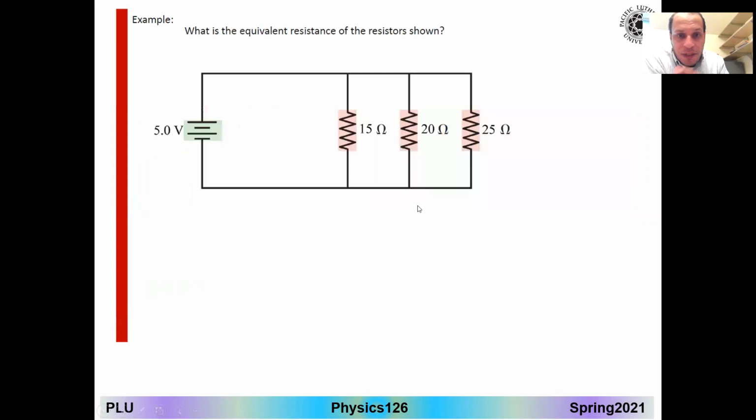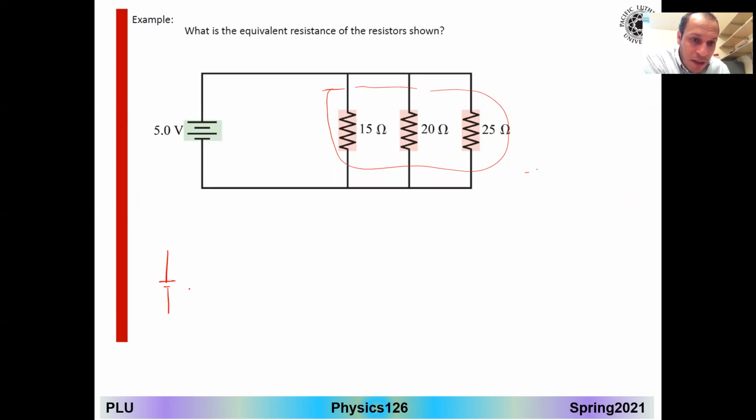Okay, so let's start with the first example here. We're given a circuit with a bunch of resistors, R3: 15, 20, and 25 ohms, fed by 5 volts. We're asked to find the equivalent resistor for the circuit. The equivalent resistor means I can replace those three resistors with one single resistance. How can we find this equivalent resistance? That's the part we're going to do.